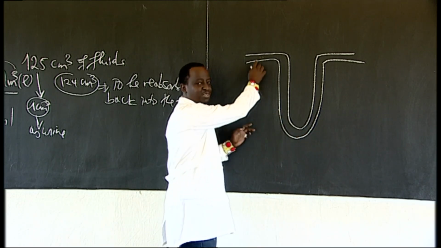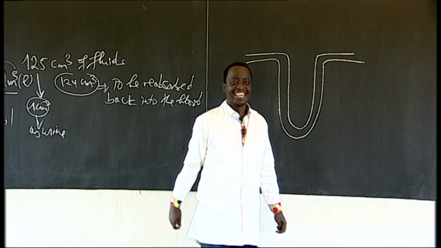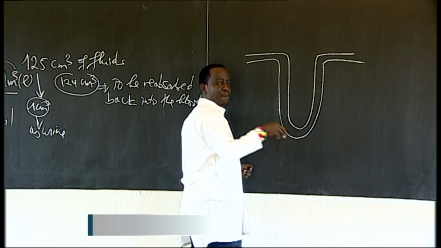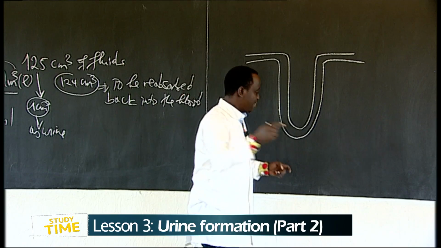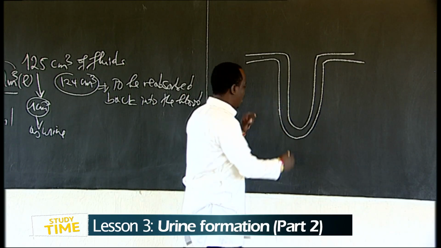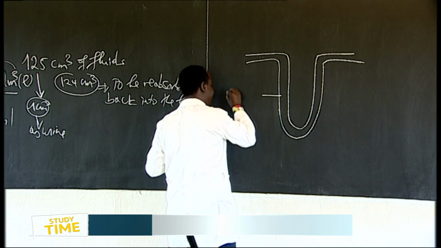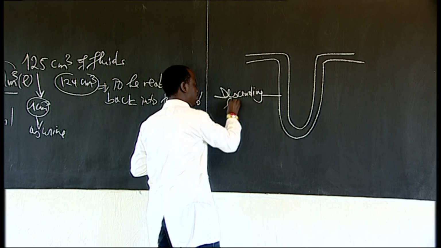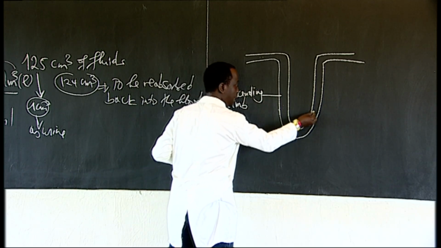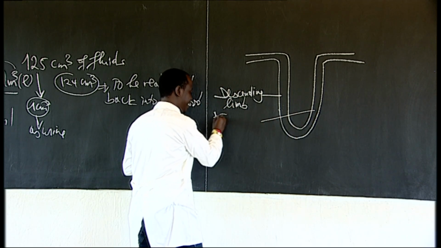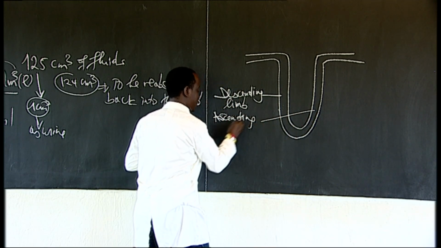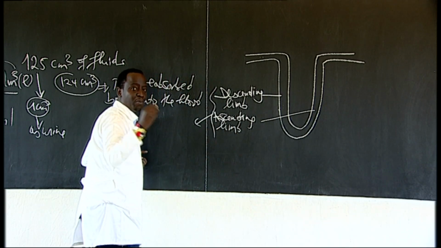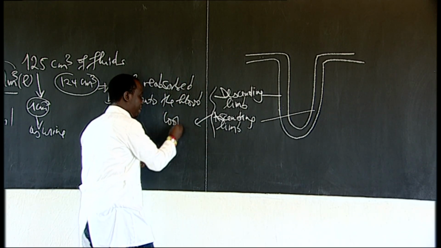This is the proximal convoluted tubule. We have already talked about this. So now follow. Our filtrate has now reached here. So now, as I have said, this is the descending limb, and this is the ascending limb. Those are parts of what? Of the loop of Henry.